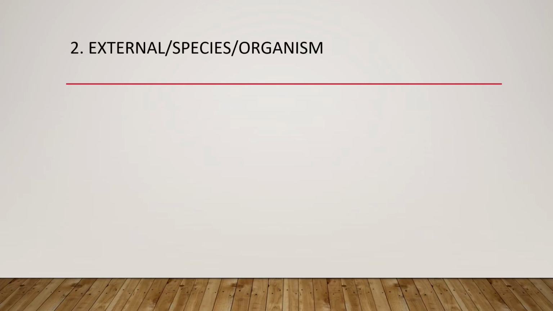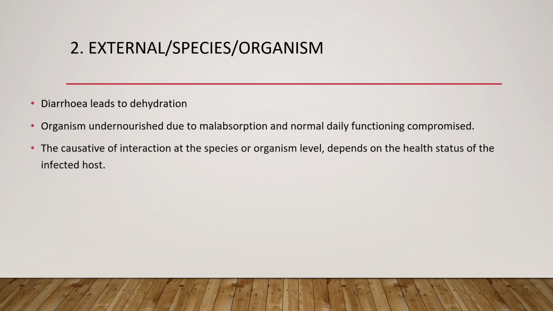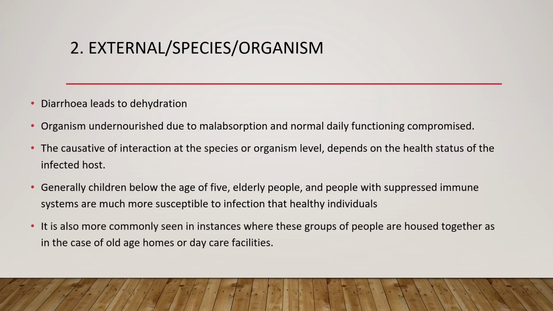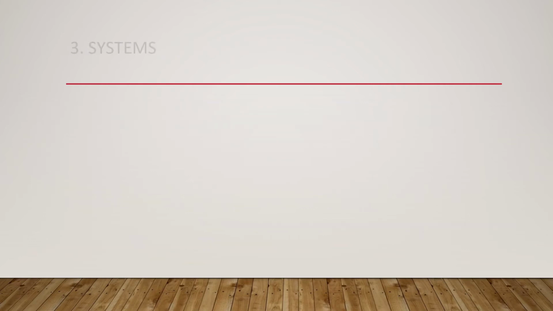The causative factor of interaction at the species or organism level depends on the health status of the infected host. Generally, children below the age of 5, elderly people, and people with suppressed immune systems are much more susceptible to infection than healthy individuals. It is also more commonly seen in instances where these groups of people are housed together, as in the case of old-age homes or daycare facilities.